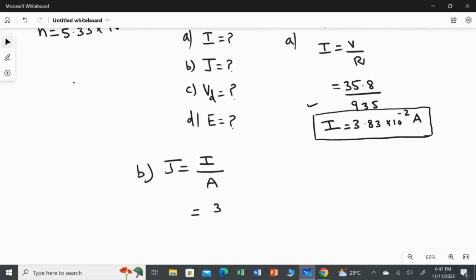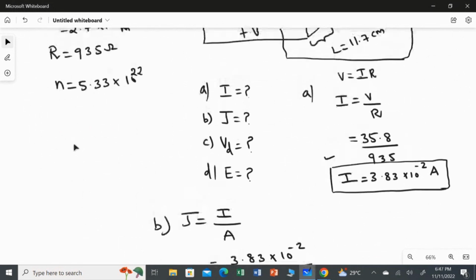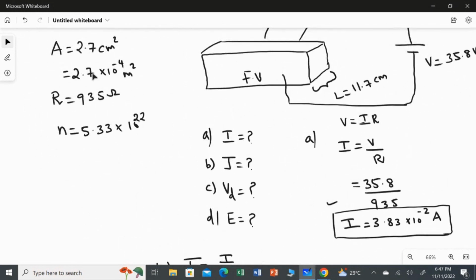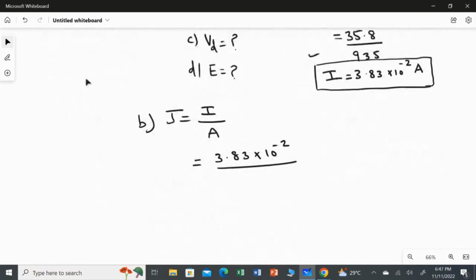So the current from the first part is 3.83 multiplied by 10 power minus 2 over the value of the area, 2.7 multiplied by 10 power minus 4. So what's the answer for the current density? 3.83 multiplied by 10 power minus 2 over 2.7 multiplied by 10 power minus 4. So the answer is 141.85.